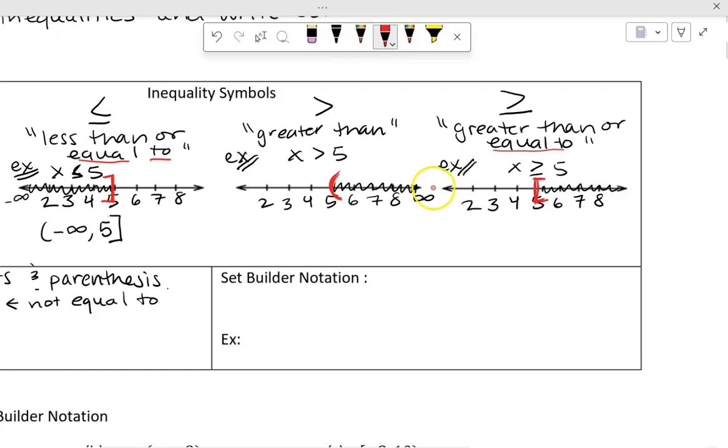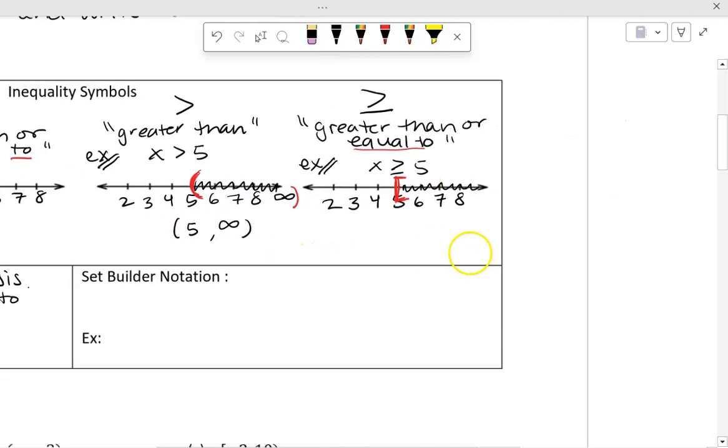And remember, you can never equal infinity, so we'd have a parenthesis next to that. We always write our interval notation as the lowest comma highest. The lowest x can be is 5, the highest x could be is infinity. And remember, we can't actually equal 5, so we would put a parenthesis there.